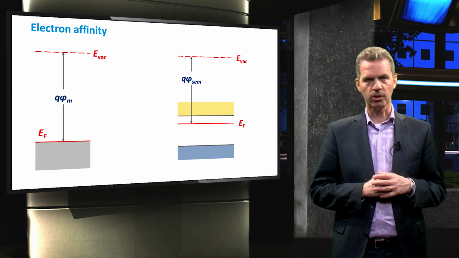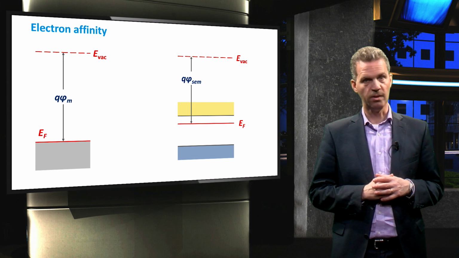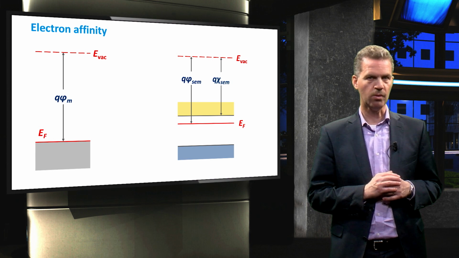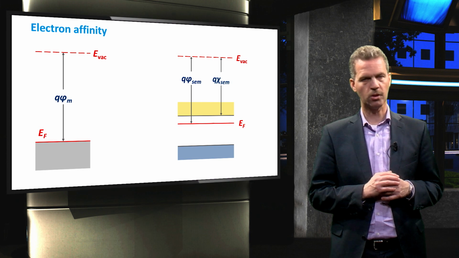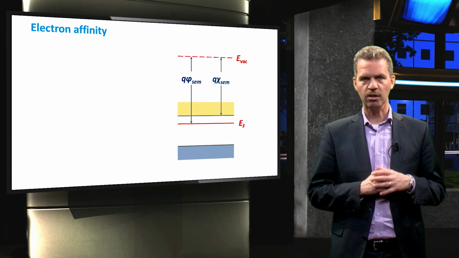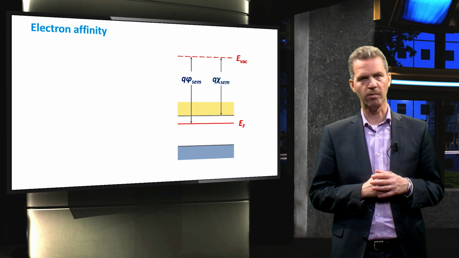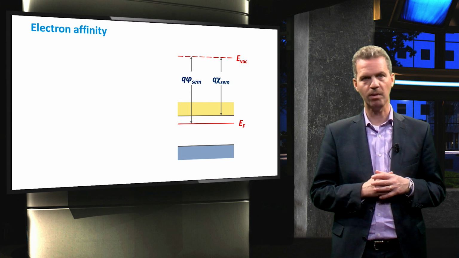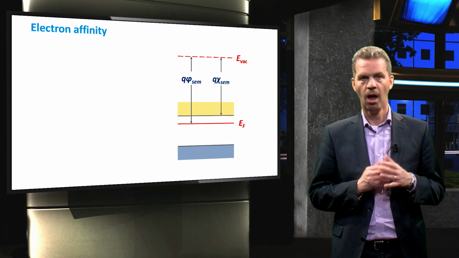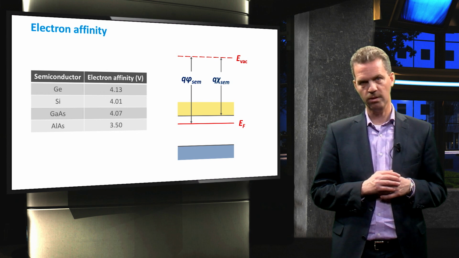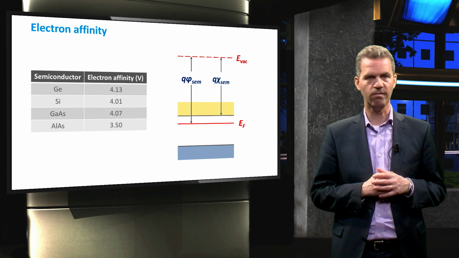In addition to the work function, we have another important parameter, the electron affinity. This is defined as the energy difference between the vacuum level and the bottom of the conduction band. The importance of the electron affinity is that it is a specific fixed material property, whereas the work function of a semiconductor can vary by changing the doping concentration in the material. This slide shows the values of the electron affinity for some typical semiconductor materials, and it is evident that the values are around 4 volts.